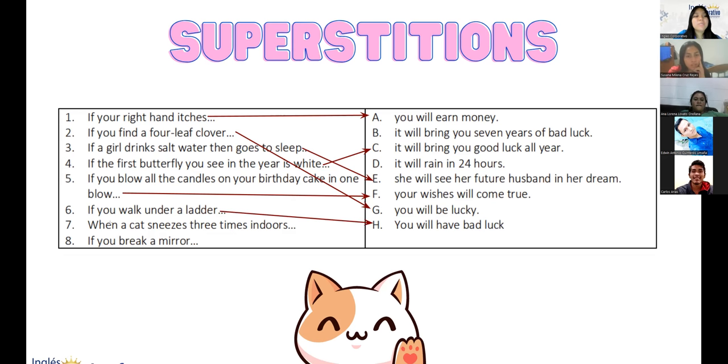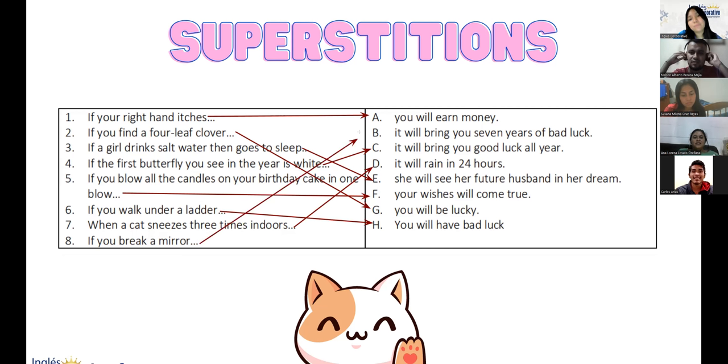Correct. Now, number seven. When a cat sneezes three times indoors, it will rain in 24 hours. In 24 hours. That is a superstition, but I don't think so. But people say that, yes. And number eight, if you break a mirror, it will bring you 7 years of bad luck. Correct. It will bring you 7 years of bad luck.